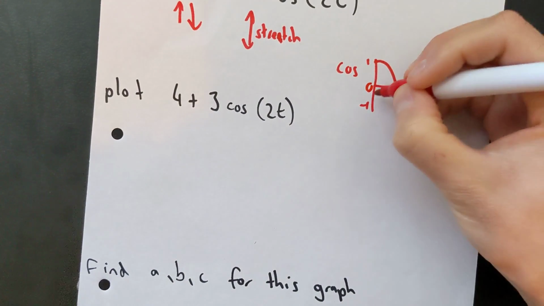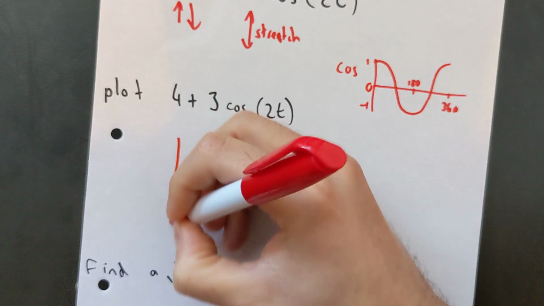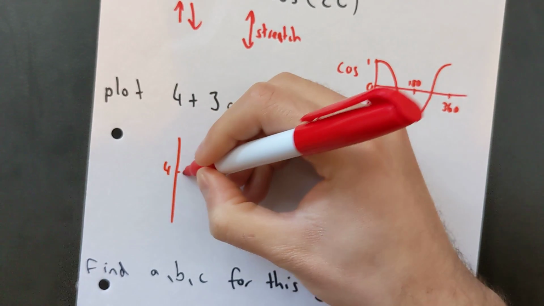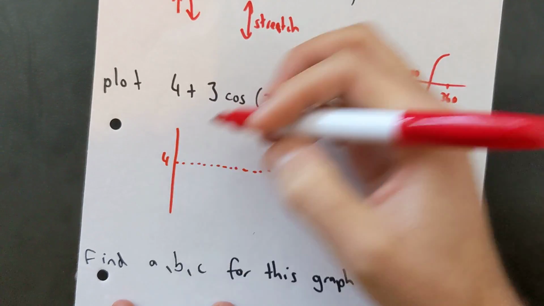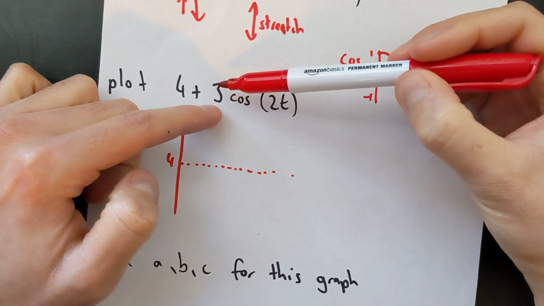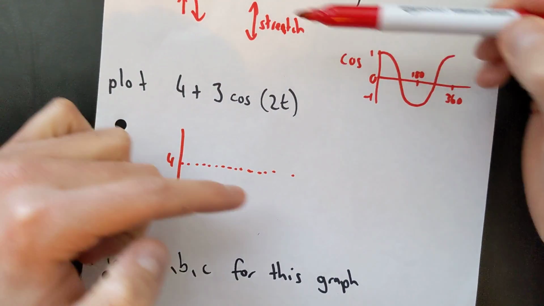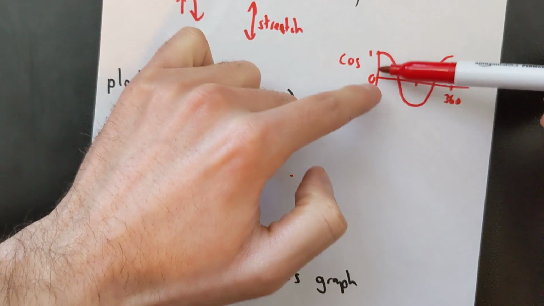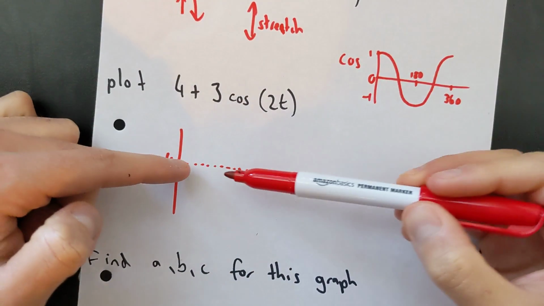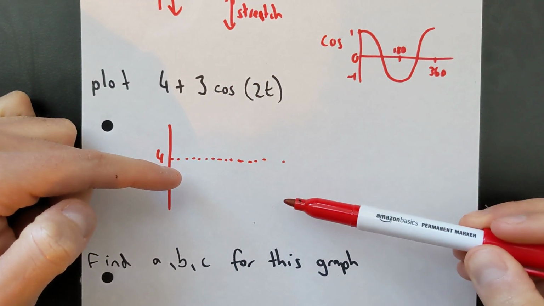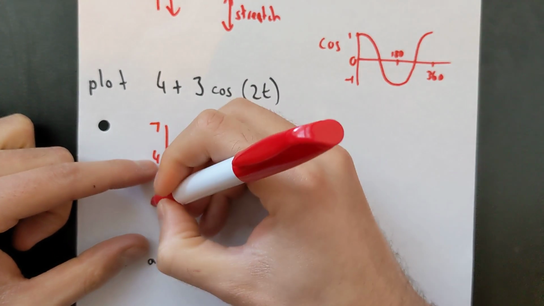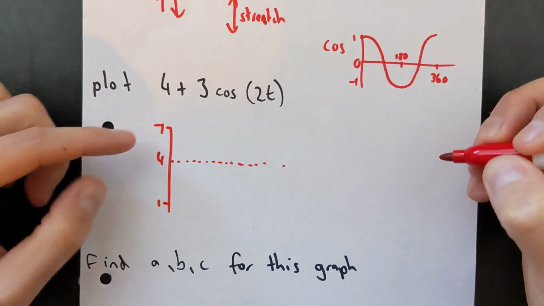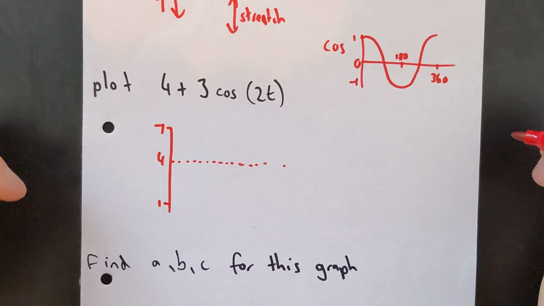So 4 is the center of it. Now here it's going to be stretched by 3. So here this is usually, it goes around the center, goes up by 1 and down by 1. So instead this time it's going to go up by 3 and down by 3. So we're going to be having a maximum value of 7 and a minimum value of 1.